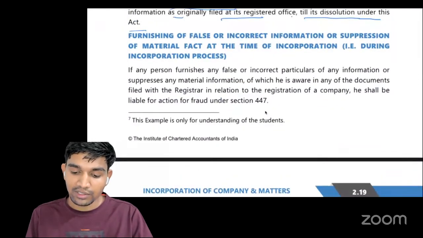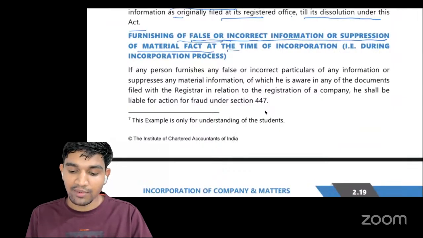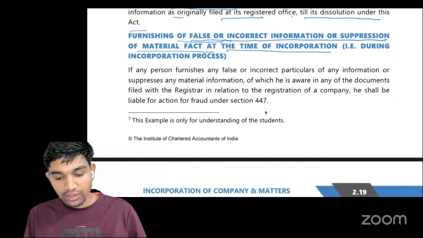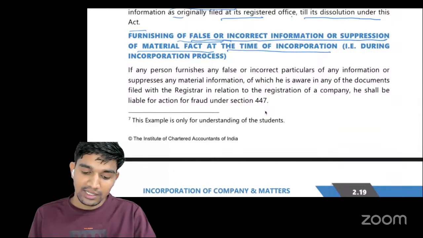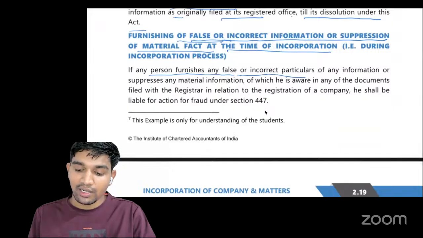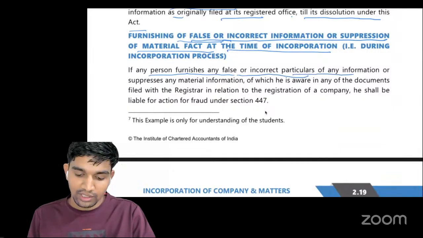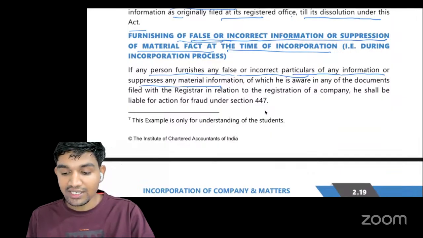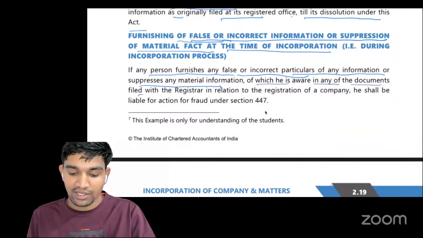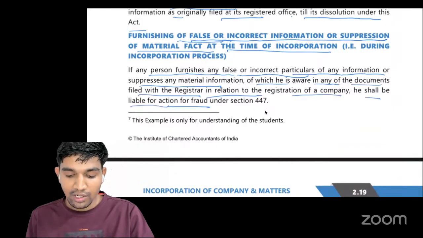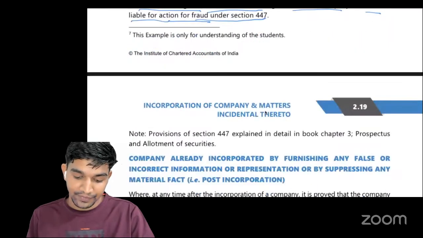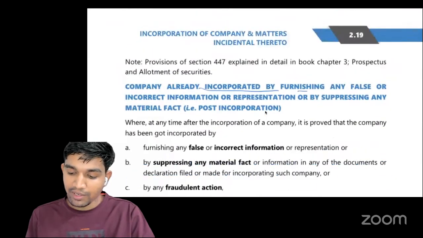Now, furnishing of false or incorrect information or suppression of material fact at the time of incorporation. If during the incorporation it comes to the notice of the ROC that a person furnishes any false or incorrect particulars of any information, or suppresses any material information of which he is aware in any of the documents filed with the registrar in relation to the registration of the company, he shall be liable for action for fraud under section 447.